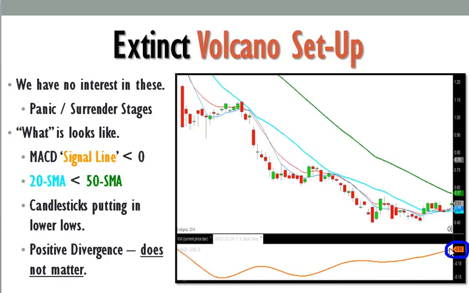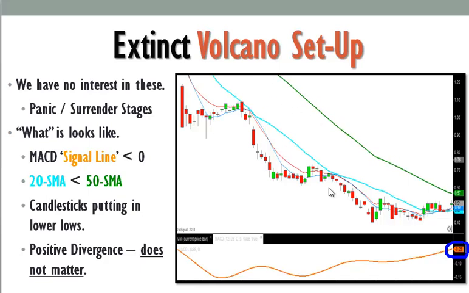The other sign is where's the 20 SMA relative to the 50. You can see 20 is below the 50, so right there, no thank you. You can see the candlesticks are putting in lower lows, so the price just keeps on going downwards. And although there is a positive divergence here, and positive divergences are a good thing, it doesn't matter because you still have the trend against us.